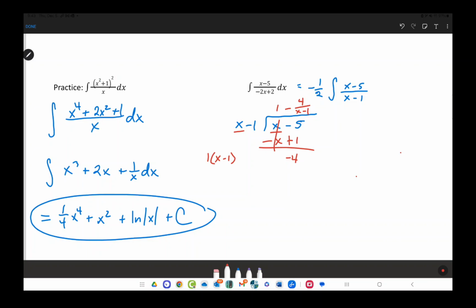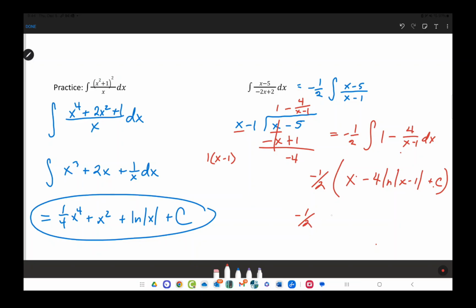That's what I'm going to take the integral of. So we have negative 1/2 integral of 1 minus 4 over x minus 1 dx. That's x minus 4 ln of the absolute value of x minus 1 plus C. If you want to simplify this further, you can write it as negative 1/2 x plus 2 natural log of x minus 1 plus C. Notice the C did not get multiplied by negative 1/2.